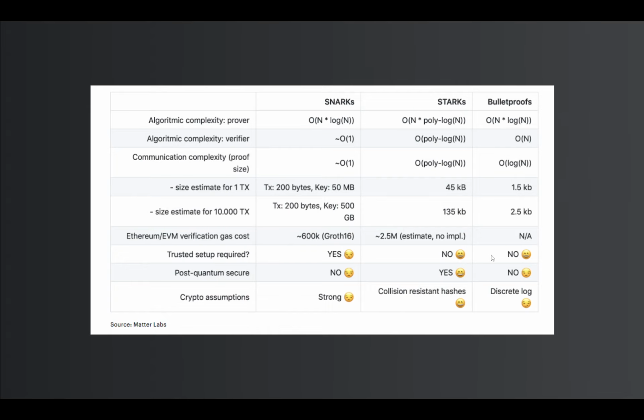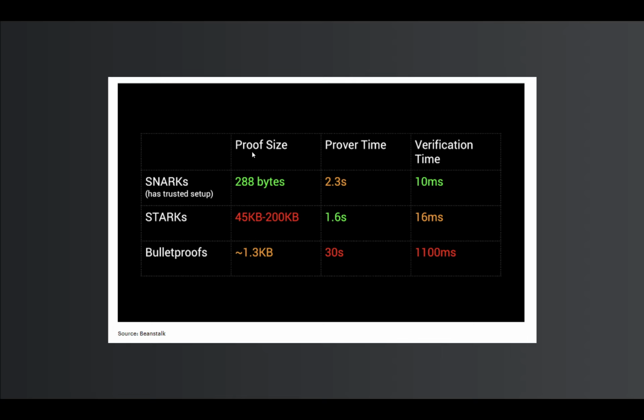So again, you can go through all of this. The link to these resources will be in the description below. Again, more differences. Proof size of SNARKs, 288 bytes. STARKs go all the way to 200 kilobytes. On the time, STARKs are faster at proving, and as you can see here, verification time for SNARKs is about 10 milliseconds. So SNARKs verify transactions and computations rather quickly. 6.6 milliseconds faster than STARKs, and ridiculously faster than bulletproofs.